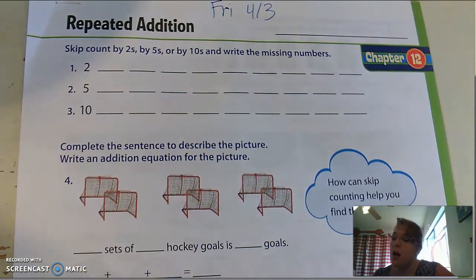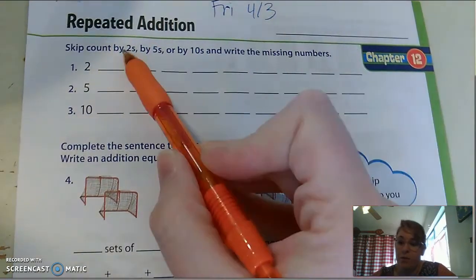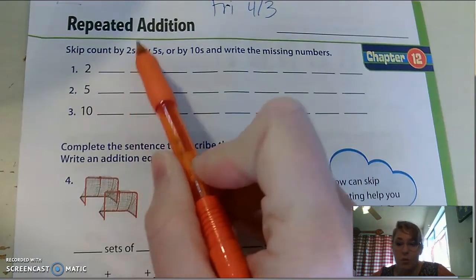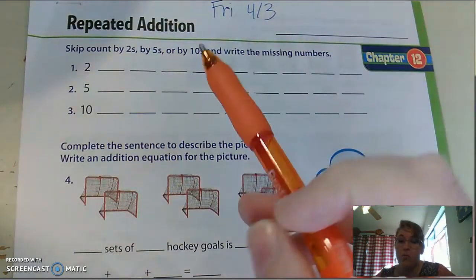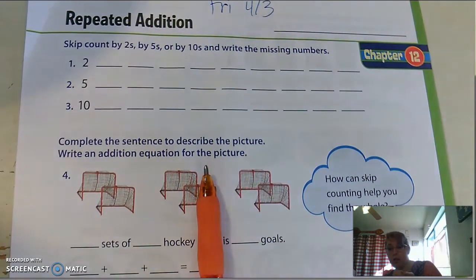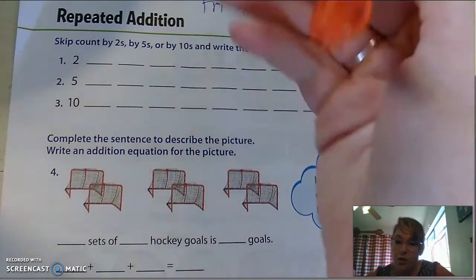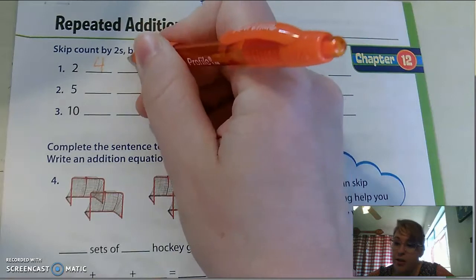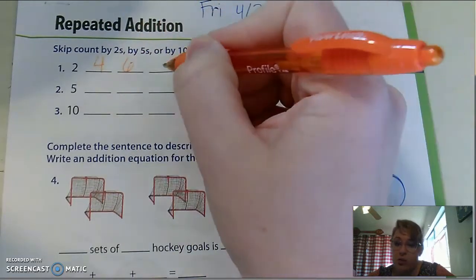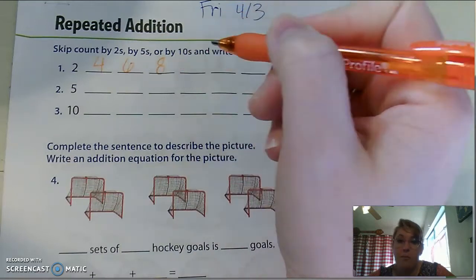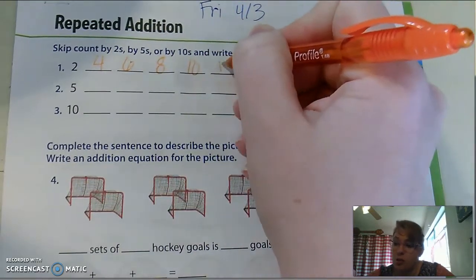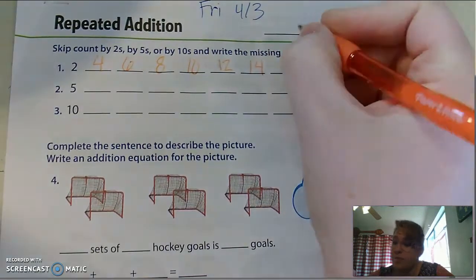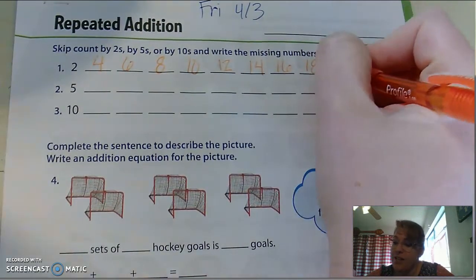We're going to look at skip counting. So remember, skip counting is just repeated adding, right? So when we're skip counting by twos, we go 2, 4, 6, 8, 10, 12, and you can go on for as long as you can. So 2 plus 2 is 4. 4 plus 2 is 6. 6 plus 2 is 8. 8 plus 2 is 10. 12, 14, 16, 18, and 20.